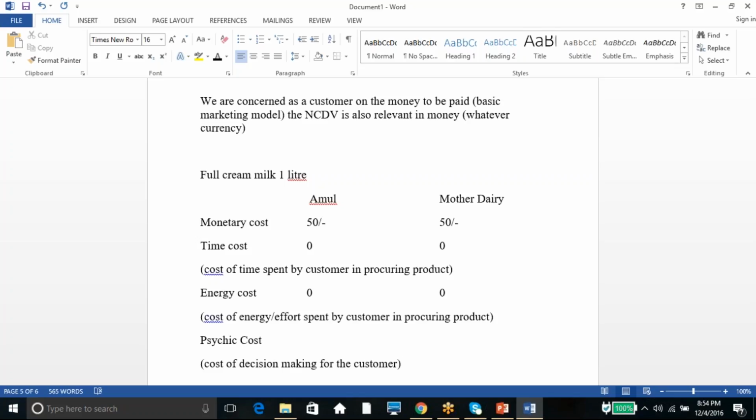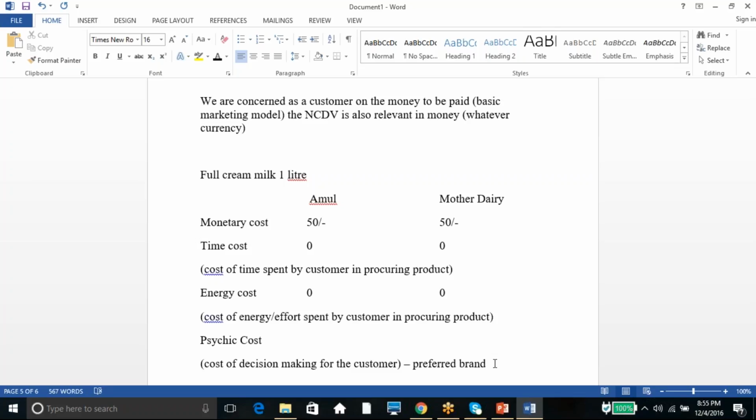Okay, so this is where your preferred brand comes in. As I've told you, this part, other than the monetary cost part, becomes individual oriented. So it's not the same for everybody. Every individual can have a different time cost, energy cost, psychic cost, and different values.